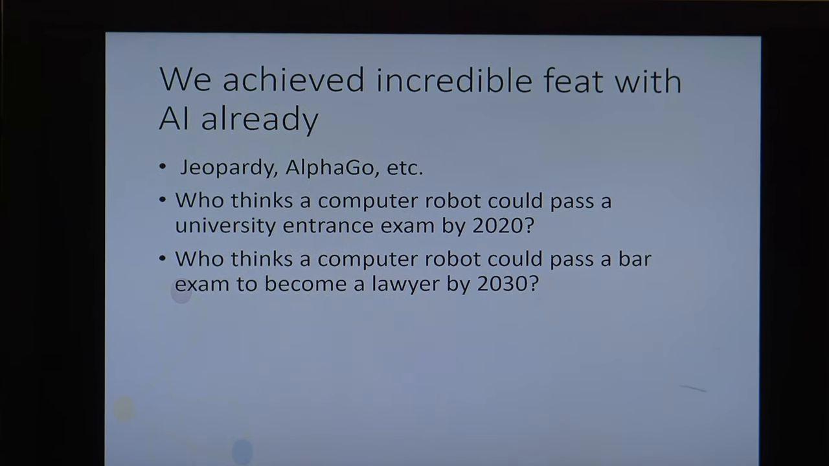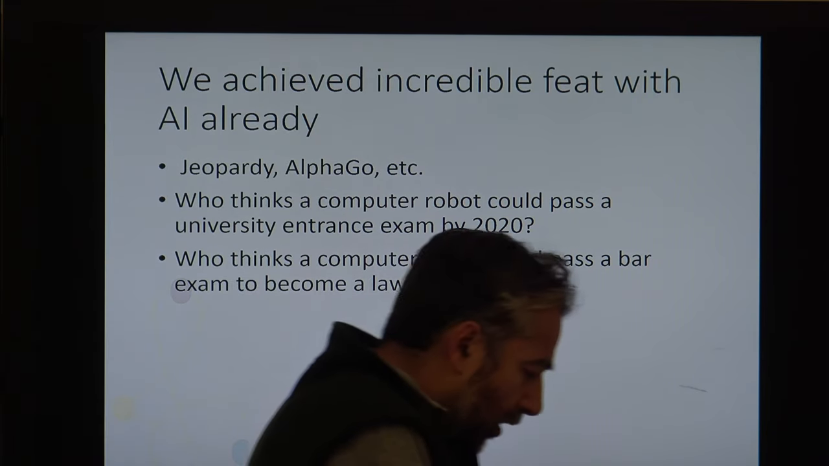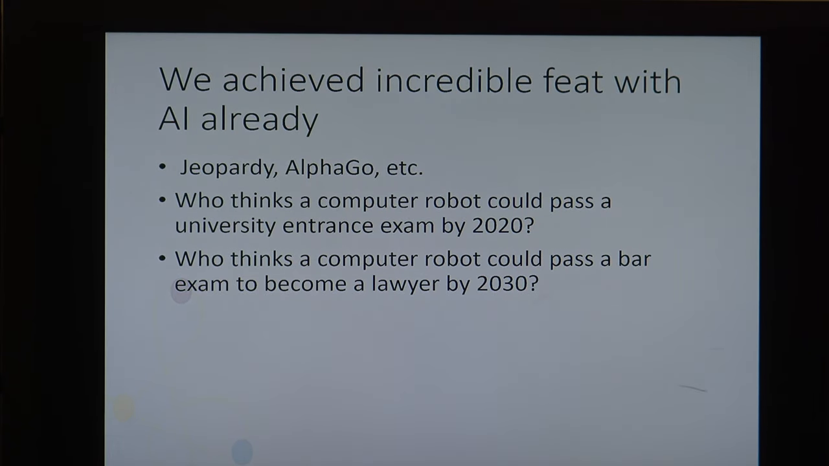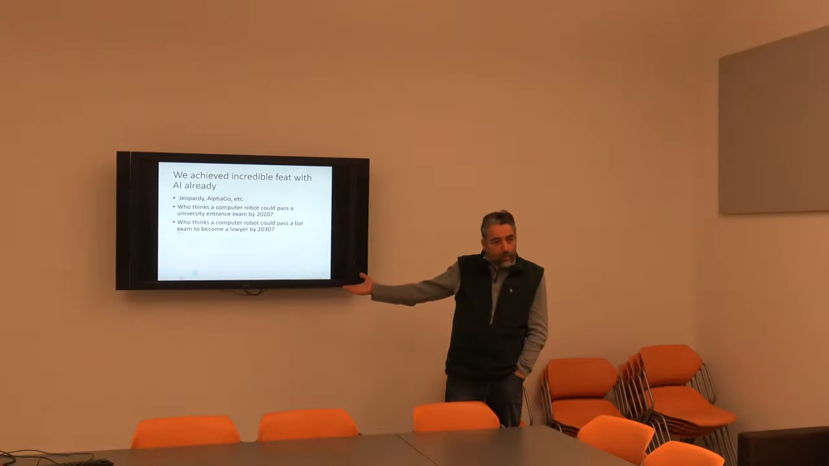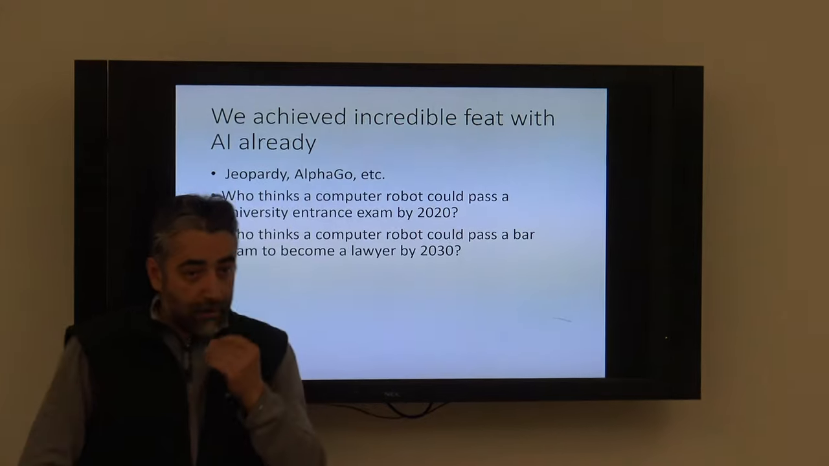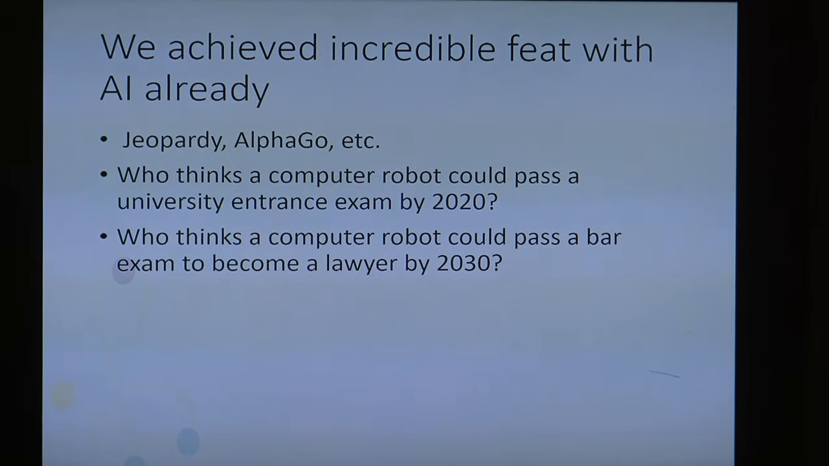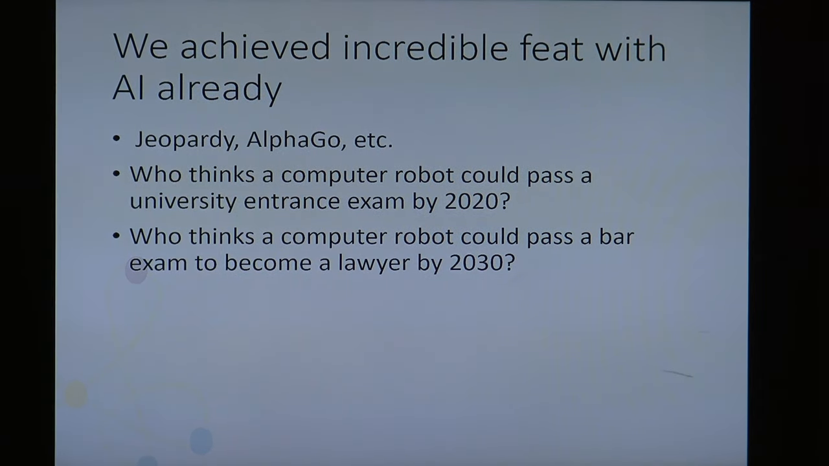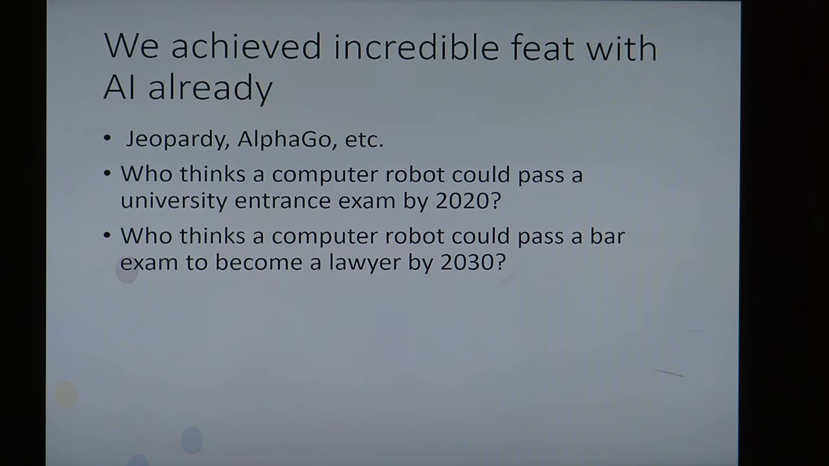Okay, so we achieved incredible things. Jeopardy, AlphaGo, and so forth. But we humans do other things that these programs can't do. You came here to the university. You probably did many tests and exams. And do you think a computer can pass, for example, a university entrance exam? 2020, we're already in 2020. Let's say in 2 years, 2022. You can already do it. Actually, here at U of A, we developed a program that can pass the bar exam to become a lawyer, and to make it even more exciting, can pass the bar exam in Japan, in Japanese, without understanding Japanese.